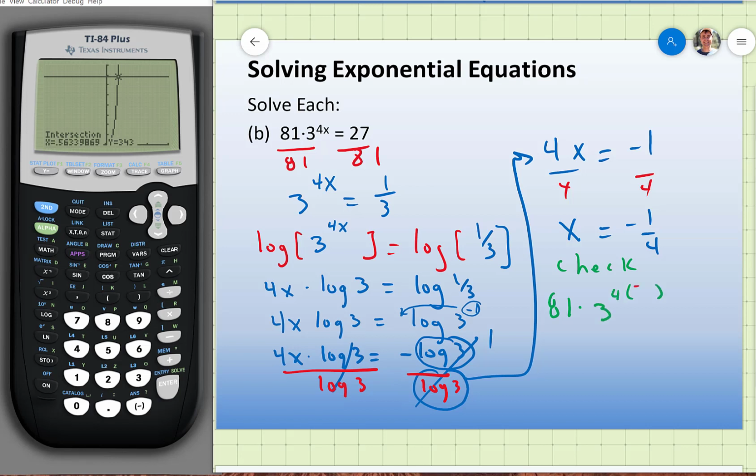So if I plug in my answer, negative 1/4, I'm going to get 81 times 3. Now 4 times negative 1/4 is negative 1. And so that's 81 times 1/3, which equals 27. And that's exactly what it's supposed to equal. So now I've got confirmation that I do have the right solution here.